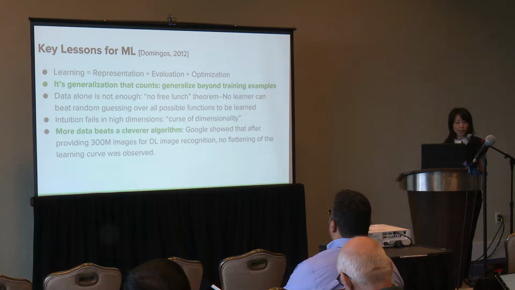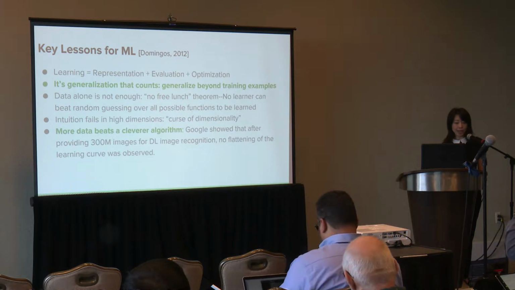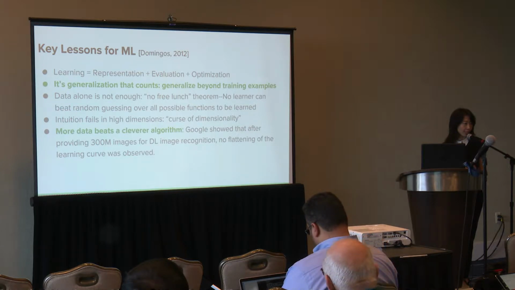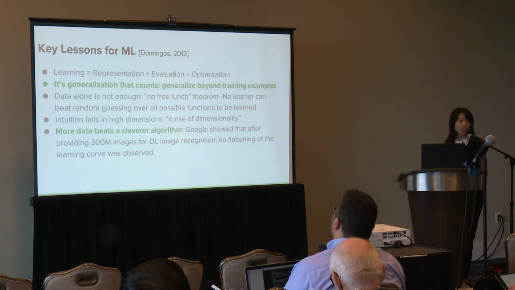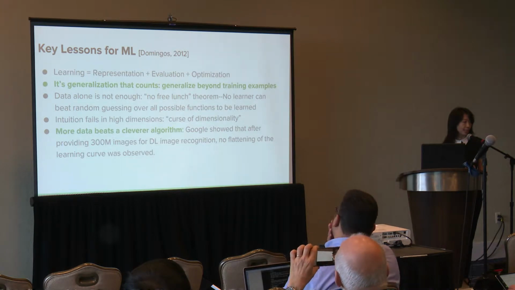So Pedro Domingos has a great paper in the year 2012 talking about key lessons for machine learning. And here I'm repeating five of the lessons that I like best. The first one is learning equals representation, that's the model we need to use, and evaluation, what is the objective function that we try to optimize, and optimization, how to optimize it.